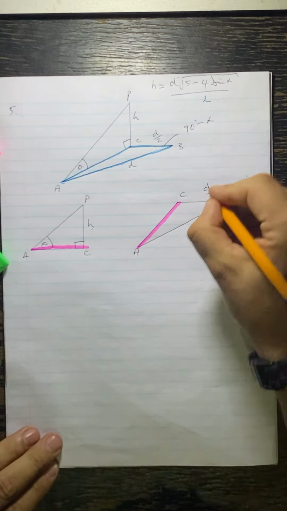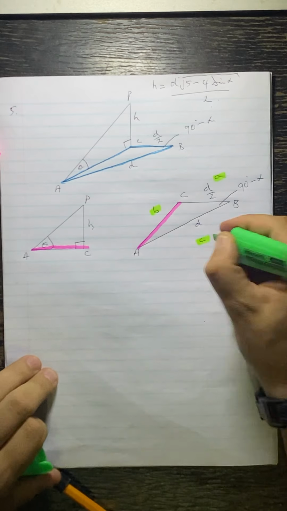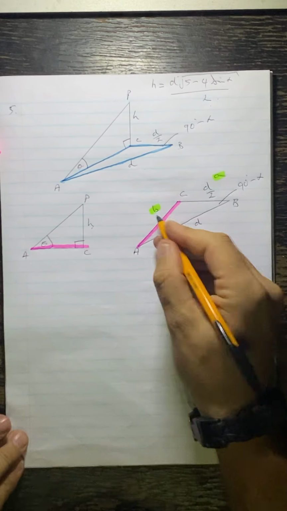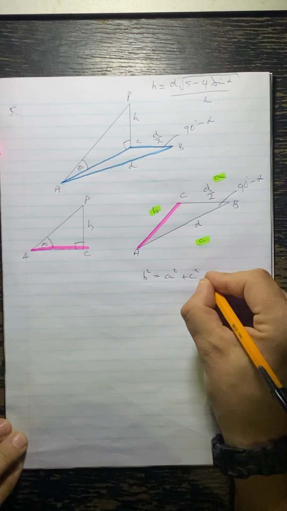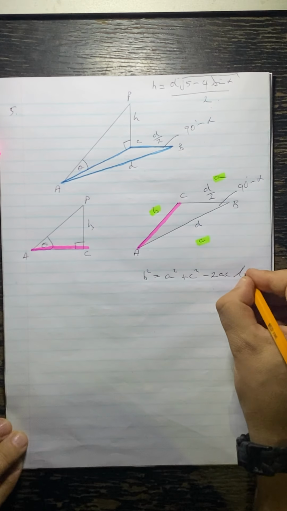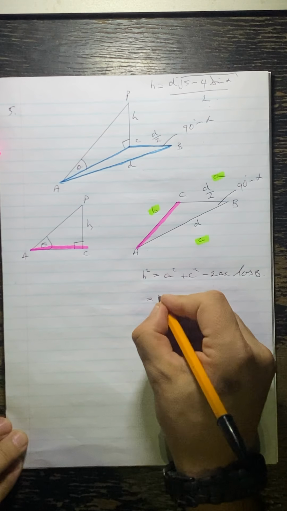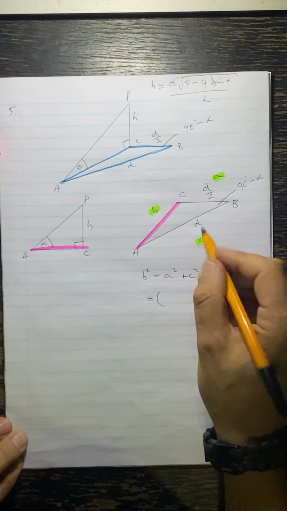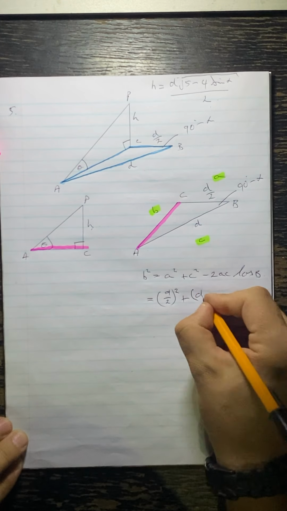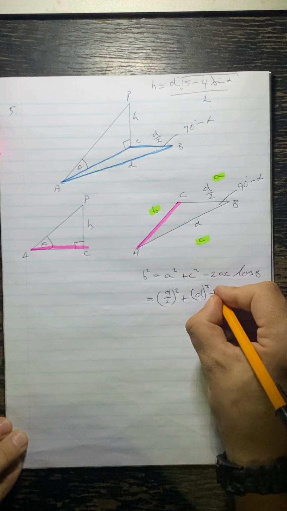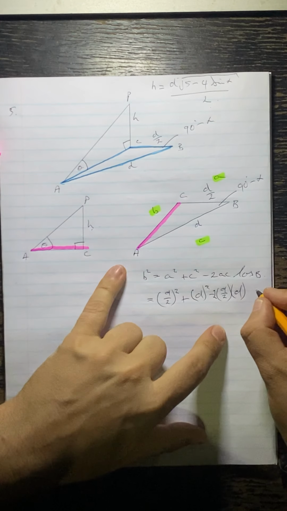So this is little c, little a, little b. Okay, so the cos rule is little b squared will be equal to little a squared plus little c squared minus 2ac cos b. All right, let's just fill in all the information. So little a is D over 2 squared plus little c is D squared minus 2 times D over 2 times D cos of 90 minus alpha.